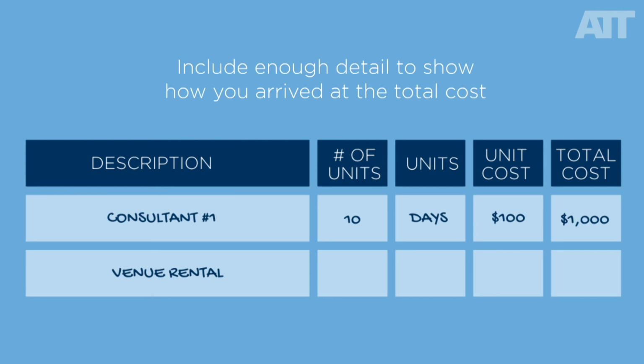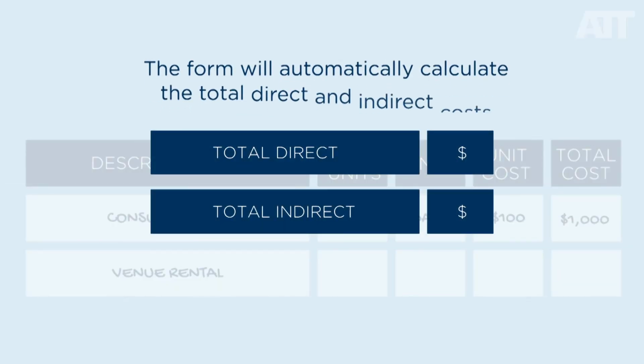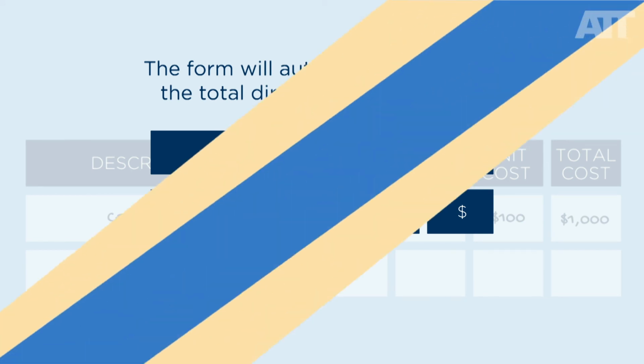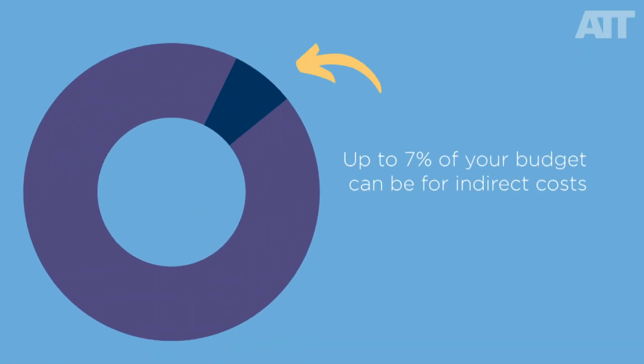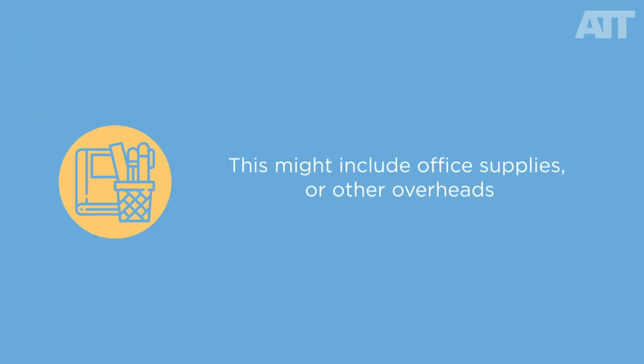The form will also calculate the total direct and indirect costs. Indirect costs can be up to 7% of your budget to account for things that may not be directly attributable to the project. This might include office supplies or other overheads.